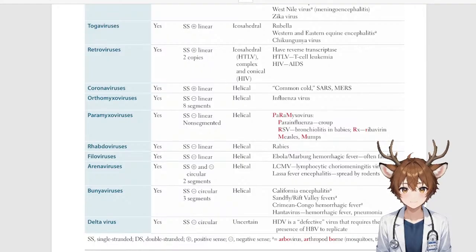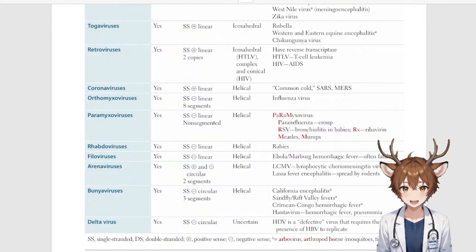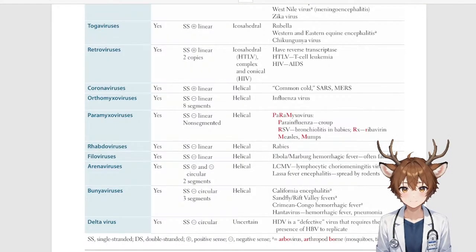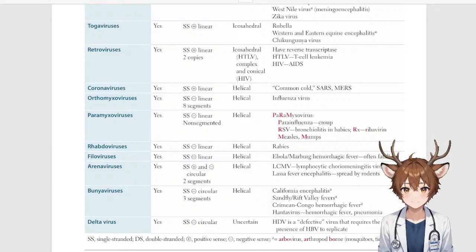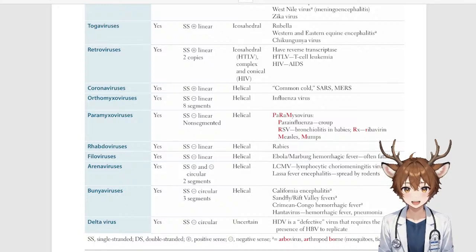Retroviruses are enveloped, single-stranded positive sense linear. They have reverse transcriptase: HTLV, T-cell leukemia, HIV, AIDS. Okay. Nasty stuff. You don't want to get AIDS. Coronaviruses. It is an enveloped, single-stranded positive sense linear virus, causes the common cold, SARS, COVID-19, and MERS.